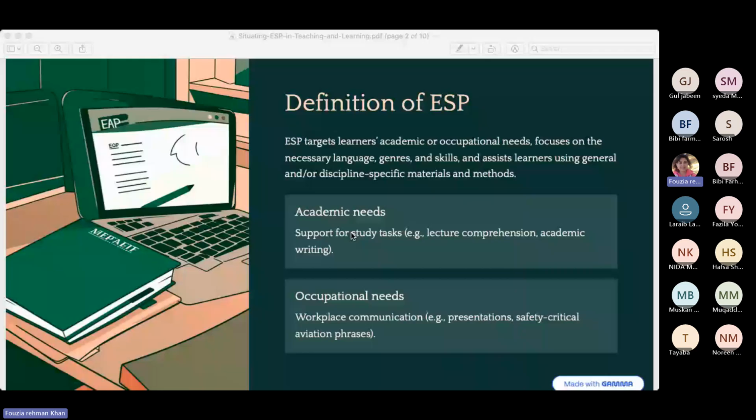You can answer me in the chat. My first reflective question is, you have been studying English since grade 1, so are your needs academic or are your needs occupational? Quickly to the chat. I hope there's an option of chat. Yes, there's an option of chat. You can reply in the chat. Are your needs of learning English academic or occupational? Quickly, so that we can move further.